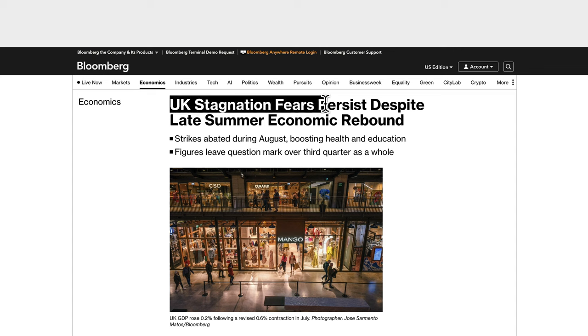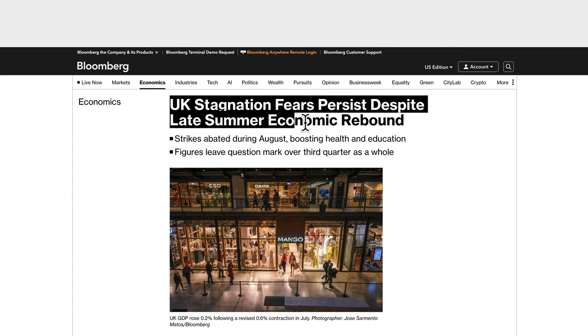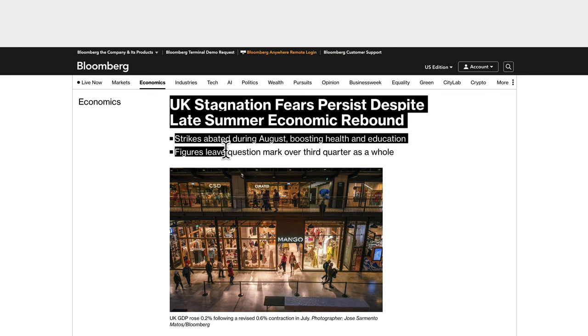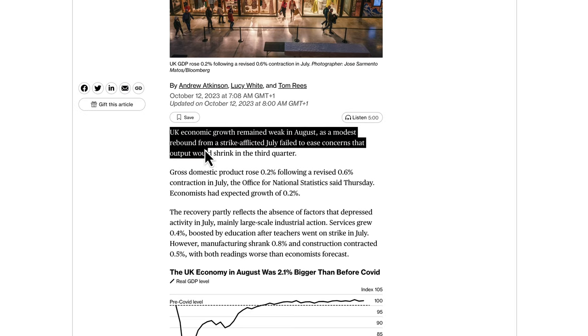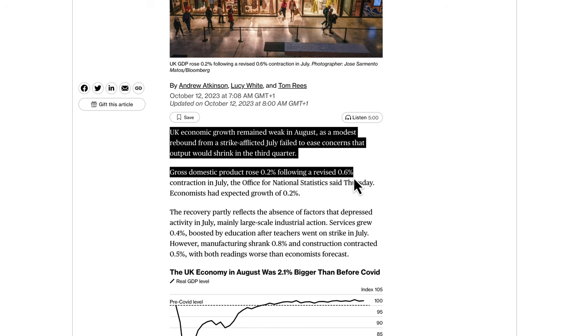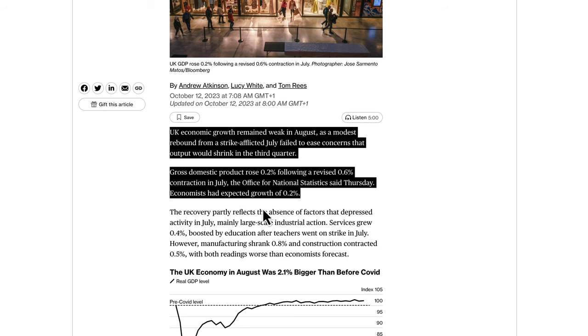It says UK stagnation fears persist despite late summer economic rebound. So strikes abated during August, boosting health and education figures, but leave question marks over the third quarter as a whole. UK economic growth remained weak in August as a modest rebound from a strike-affected July failed to ease concerns that output would shrink in the third quarter. Gross domestic product rose 0.2% following a revised 0.6% contraction in July. The Office for National Statistics said Thursday economists had expected growth of 0.2%, so it came out as expected.